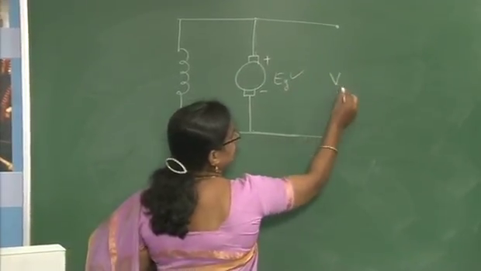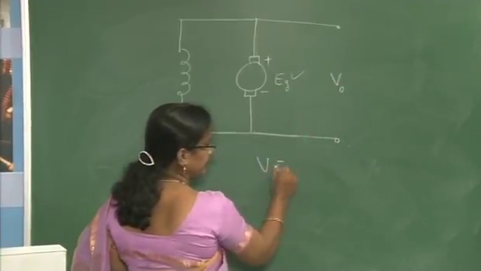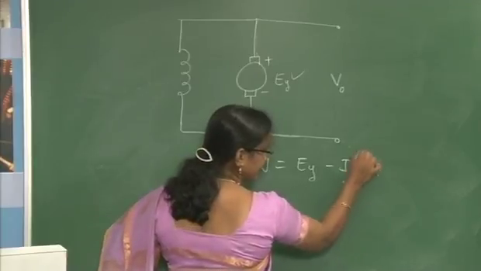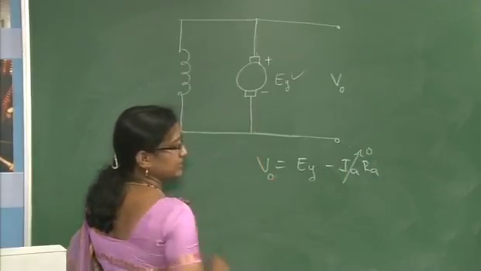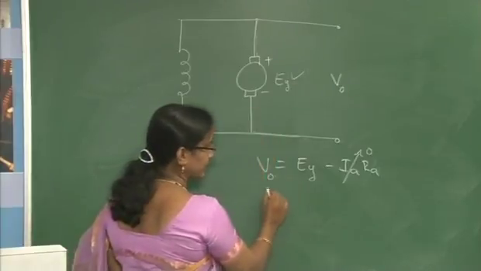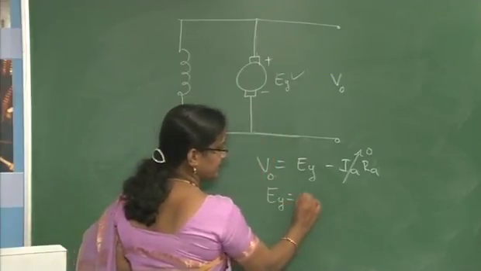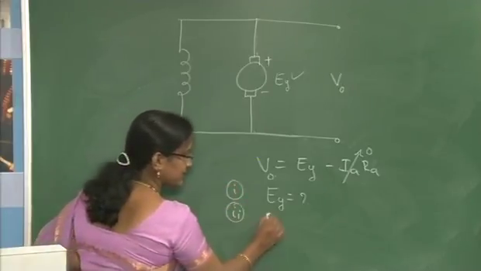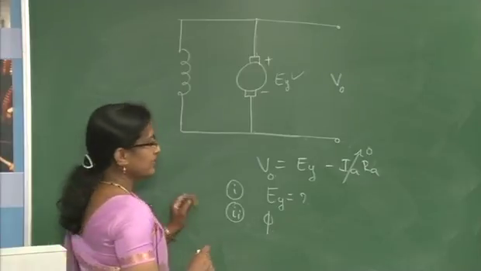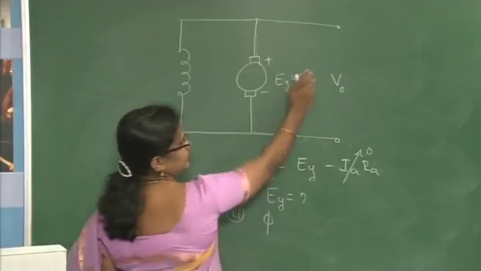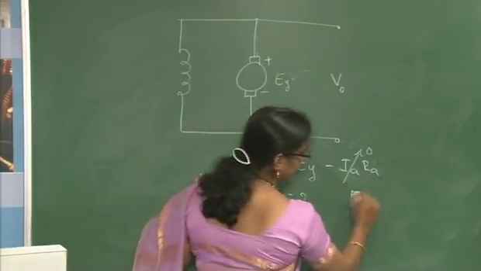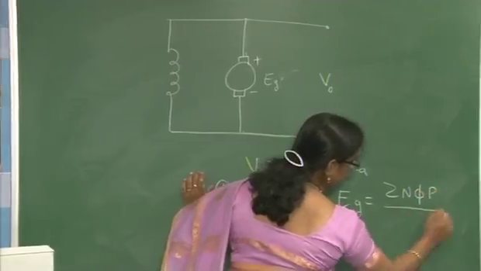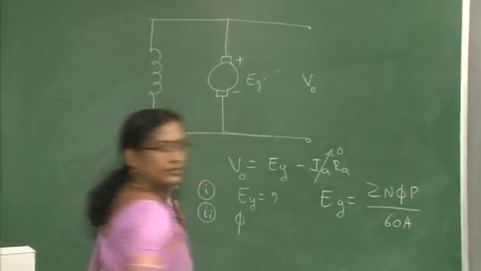So now you have to calculate that no load voltage, that is V naught. You can't take it as the terminal voltage V; it is Eg minus IaRa. When this is 0, you can consider this V naught. This is not exactly equal to the terminal voltage. Now you have to calculate this Eg in the first part. In the second part, you have to calculate the flux per pole. In the last class, you have seen the equation for generated EMF in terms of the parameters: Eg is equal to Z n phi P divided by 60 A.